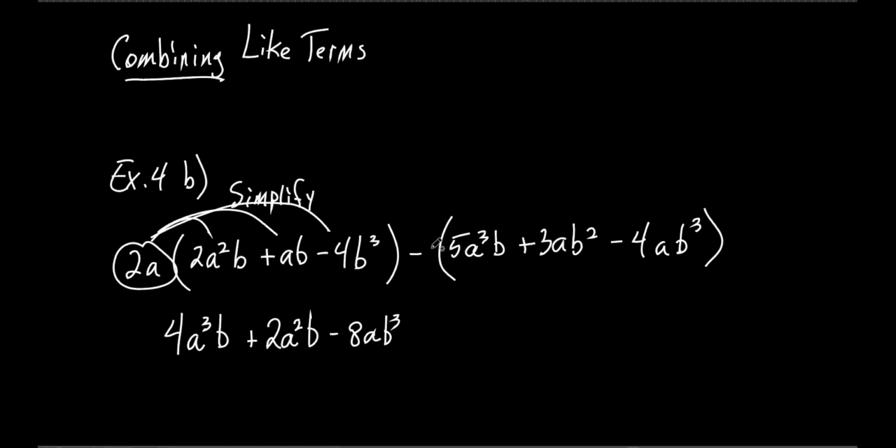So what does that mean? What are we distributing here? We're just changing all our signs, aren't we? So instead of positive 5a cubed b, what's it going to be? Right, minus 5a cubed b. What's this going to be? Minus again, right? 3ab squared.